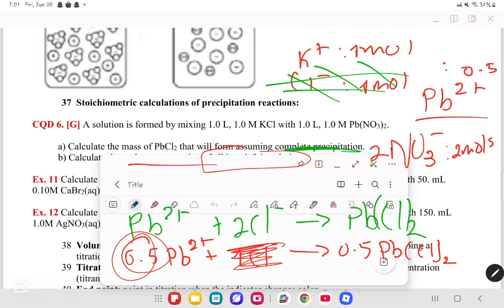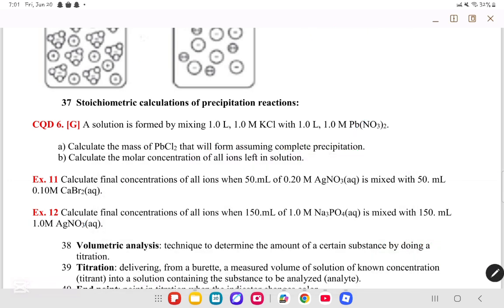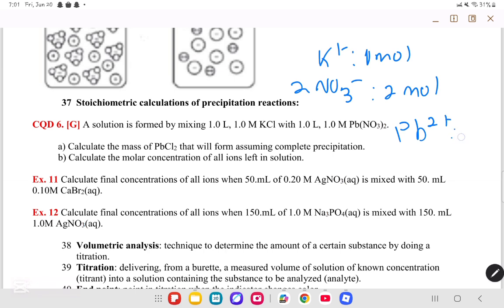So because we used 0.5 moles of Pb2 plus, and for K plus and 2NO3 minus, they are spectator ions, meaning that it's not gonna change, okay? Now we have the number of moles of each one. That means K plus is 1 mole, 2NO3 minus is 2 moles, and Pb2 plus is 0.5 moles.